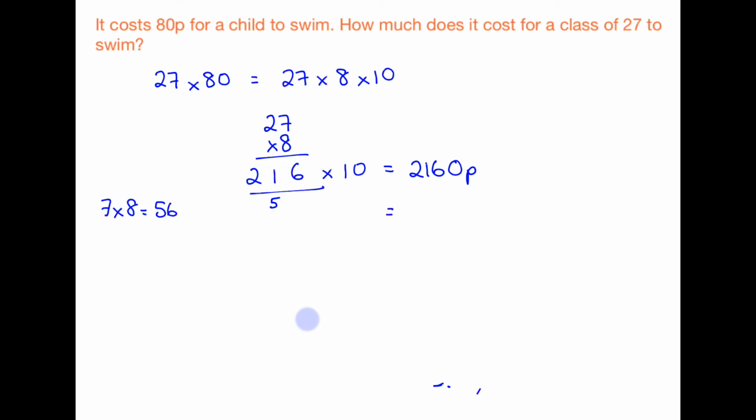And remember, because there's 100 pennies in a pound, we can divide this by 100. So 2,160 pence is £21 and 60 pence. And that makes a lot more sense, doesn't it? It just seemed a bit daft to be talking about thousands of pence.